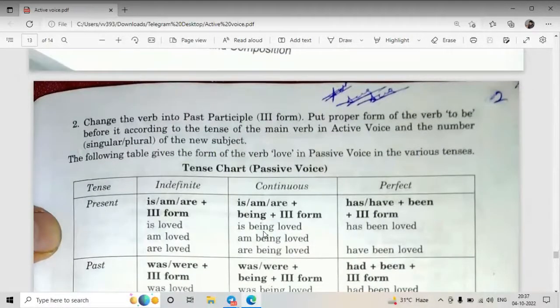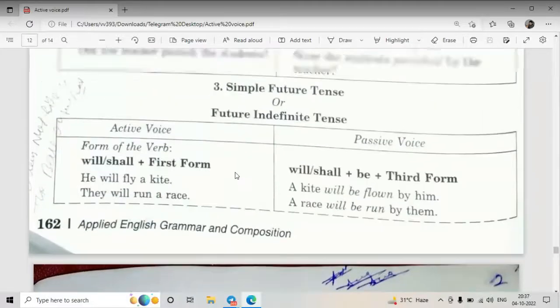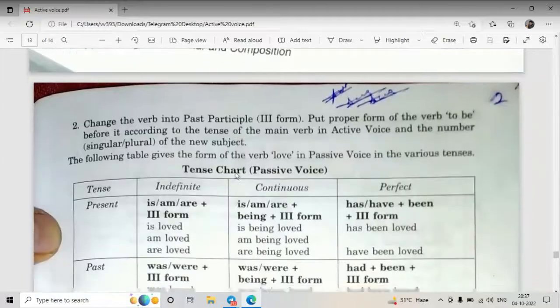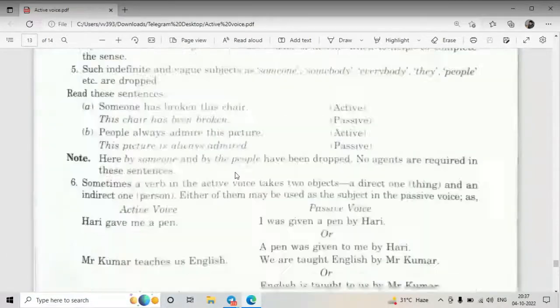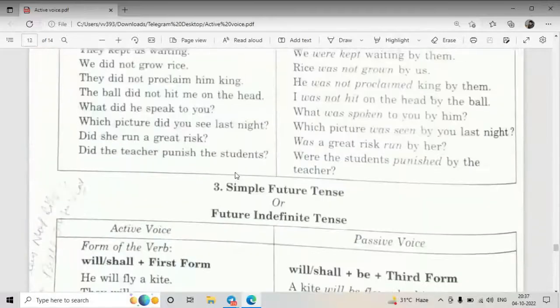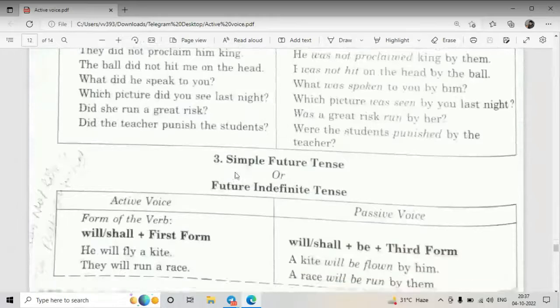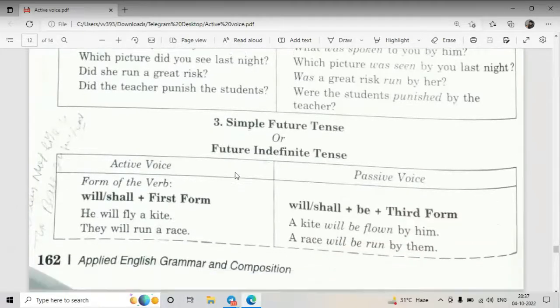And today we are going to complete the left part of the active voice and passive voice, which we were doing yesterday. Today I'm going to start from the simple future tense. We told you yesterday about the previous ones. So today I'm going to start from the next, that is the simple future tense, or we can also say it as the future indefinite tense.